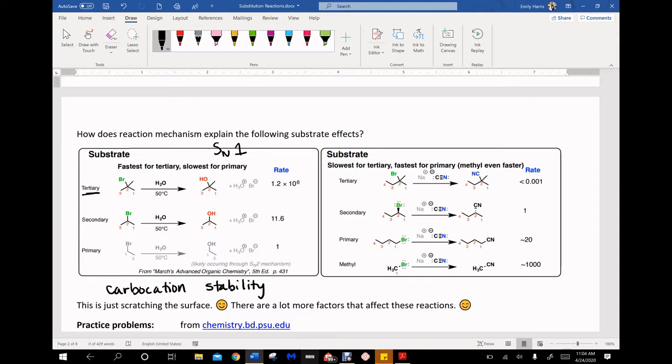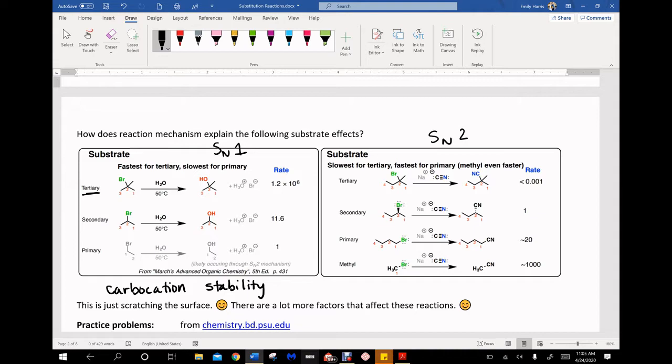Now, on the other hand, for an SN2 reaction, it doesn't form a full carbocation. Instead, everything happens in one step. But because everything's happening at once, sometimes it can get a little crowded.